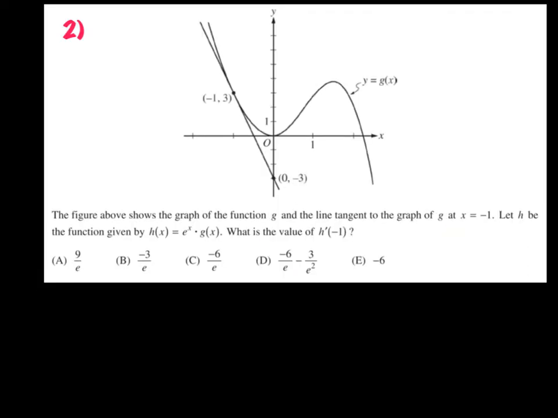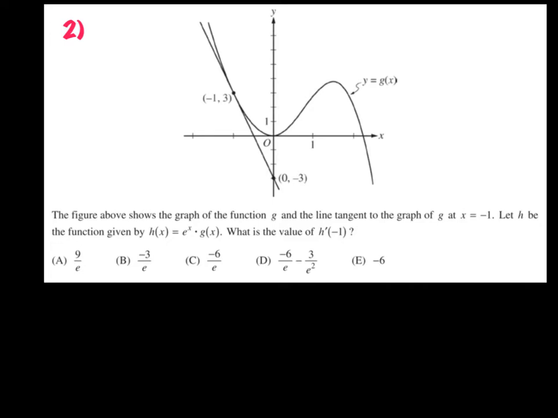Okay, our second example here. Again, we're taking a graph and using it within our problem to help interpret and find our answers. So this time we're given the graph of y equals g of x, and let's just read it. It says the figure above shows the graph of the function g and the line tangent to the graph of g at x equals -1.